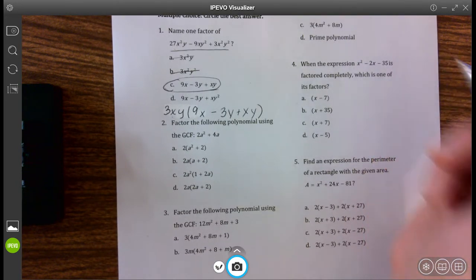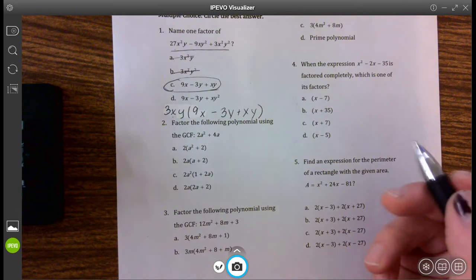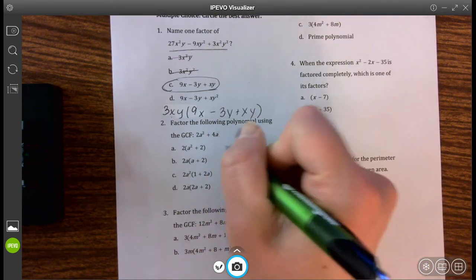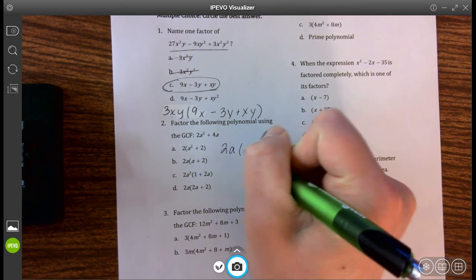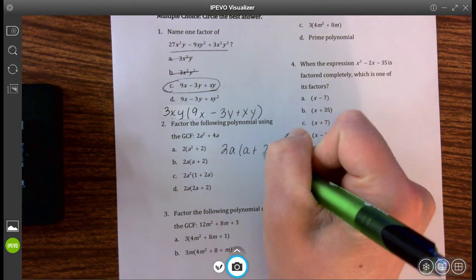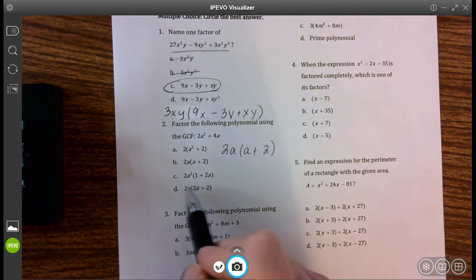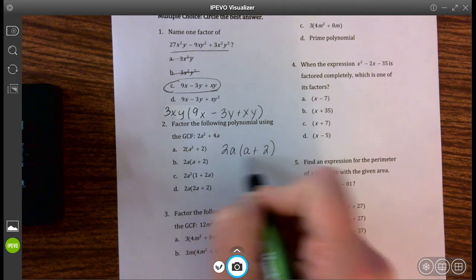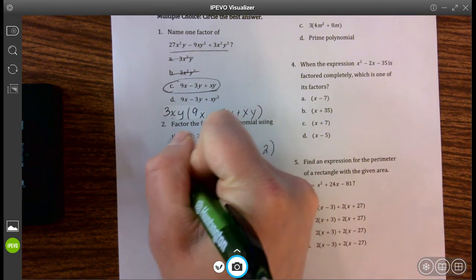Okay, number 2, factor the following polynomial using a GCF. So they both have a 2 in common and an a in common. So you're going to be left with an a and a 2. People make errors here because they just see something similar to it and circle it, but be careful. They all look really similar, but B is your answer.